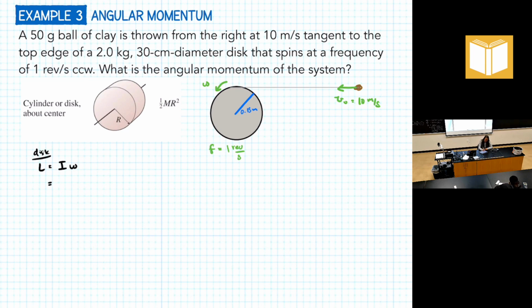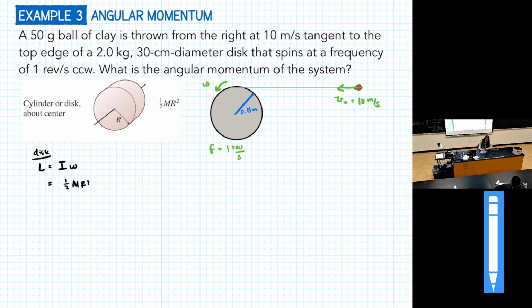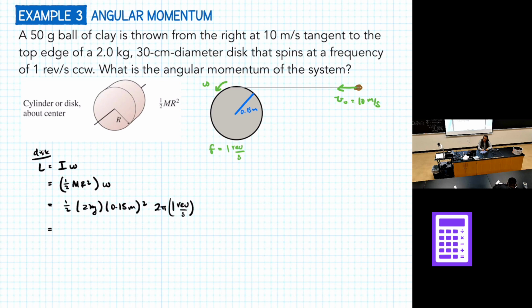Okay, and I is going to be 1/2 mr squared, and then our omega is gonna have to come from this frequency. So that becomes 1/2 times the mass, 2 kilograms, times R, 0.15 meters squared, times 2 pi times the frequency of 1 revolution per second. Do we need to convert our frequency in this case? No, because it's already in seconds, okay? So when we plug all those things in, we get 0.075 kilograms meters squared per second.